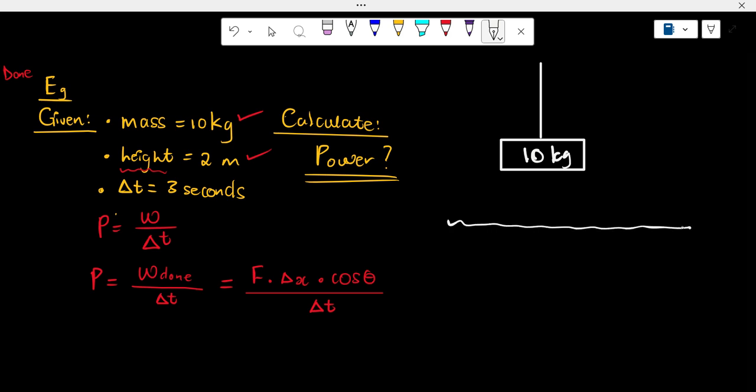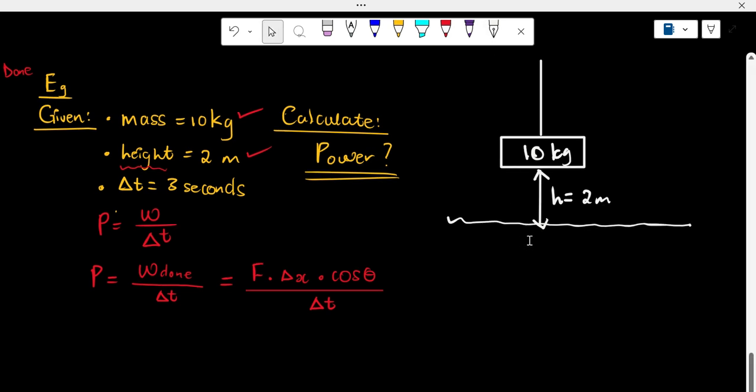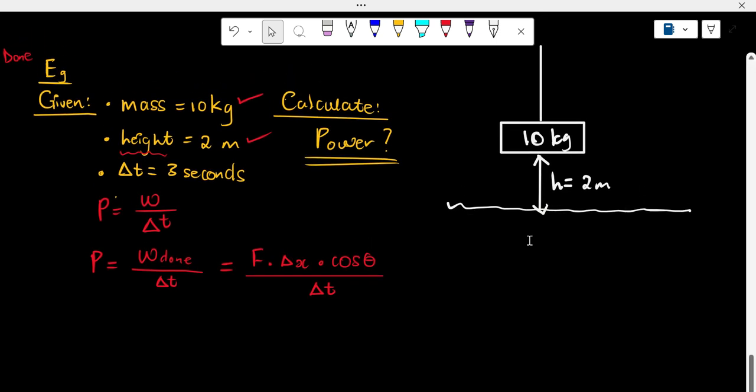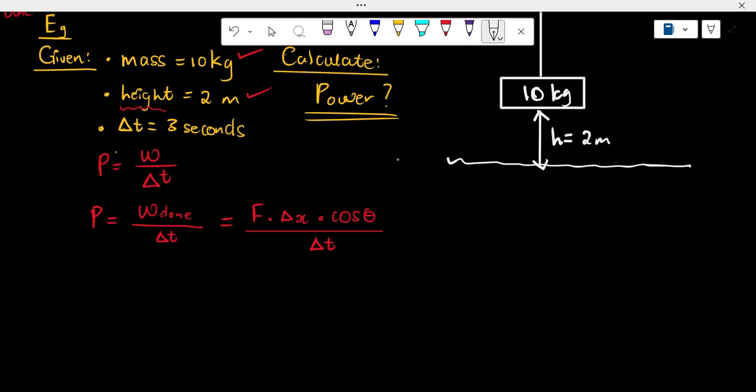This is the ground at a height. So this object is basically at a height of h equals 2 meters. And of course, if we now need to calculate the value of the force, I mean, guys, how many forces are actually acting on this object? Well, we would notice that the force that you would have here would then be the gravitational force.